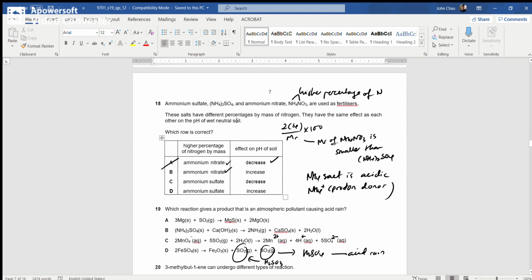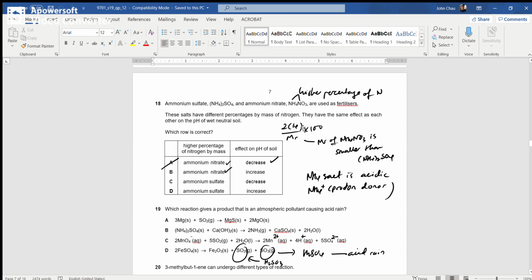18. Ammonium sulfate and ammonium nitrate are used as fertilizer. Now these have different percentages by mass of nitrogen. They have the same effect as each other on the pH of a wet neutral soil. So between these two compounds, ammonium nitrate will have a higher percentage of nitrogen, right? So we choose ammonium nitrate.